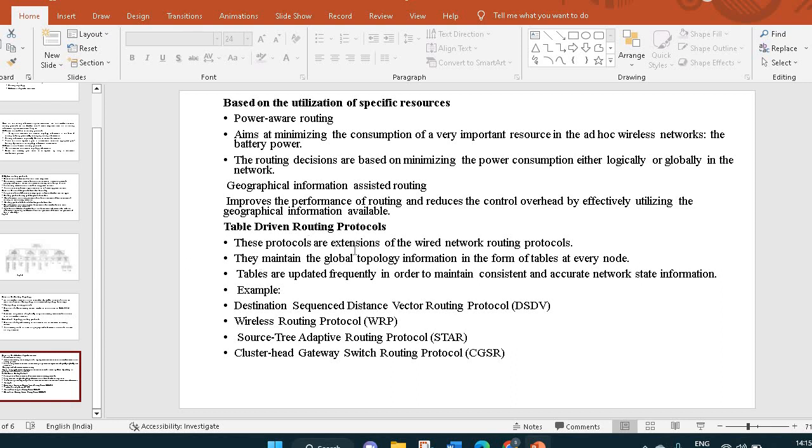Table-driven routing protocols are extensions of the wired network routing protocols. They maintain the global topology information in the form of tables at every node. Tables are updated frequently in order to maintain consistent and accurate network state information. Examples: destination sequenced distance vector routing protocol, wireless routing protocol, source tree adaptive routing protocol, cluster head gateway switch routing protocol.